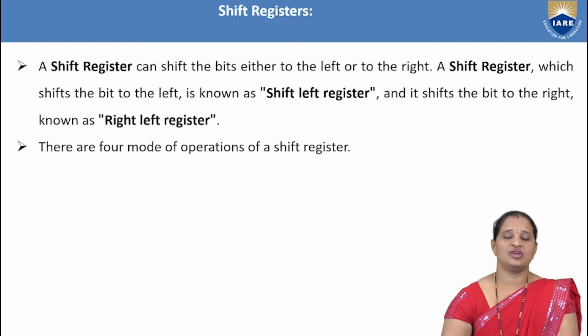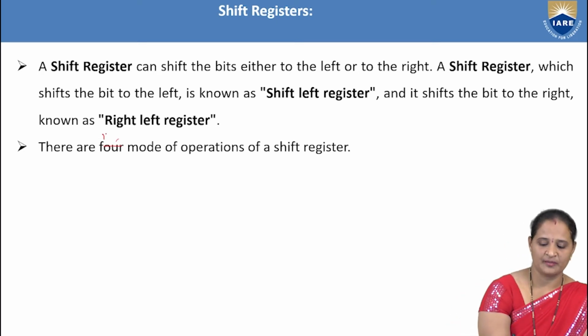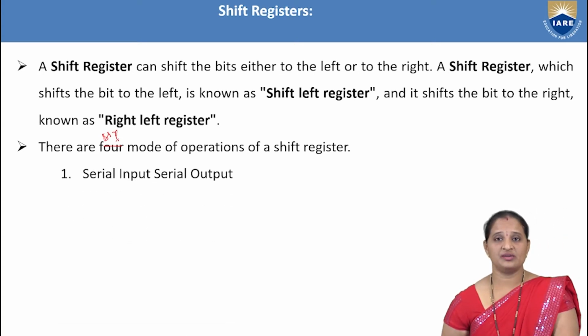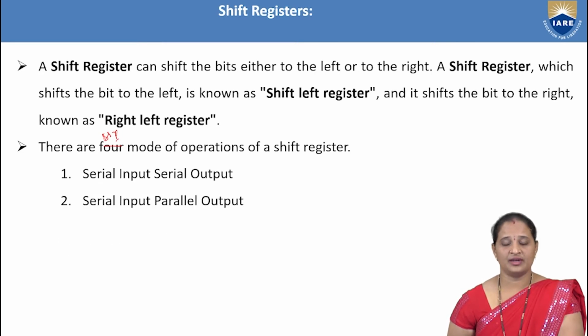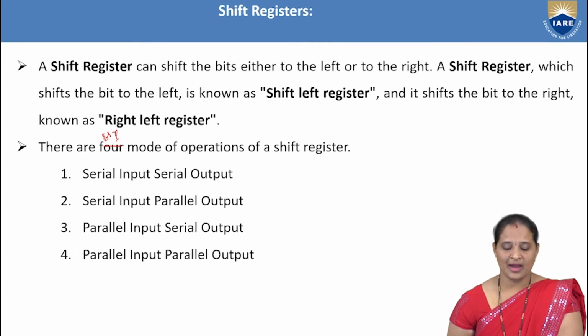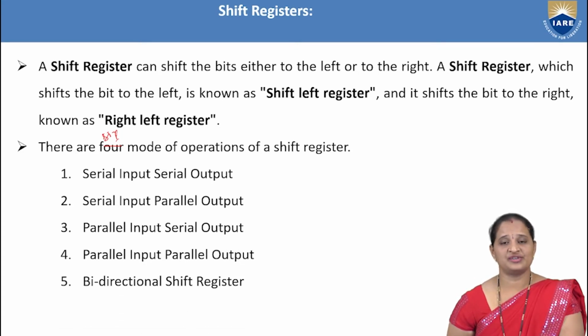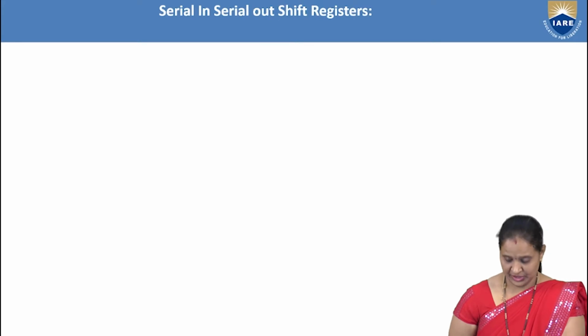Based on that, we can have 6 modes of operation here. The first one is serial in, serial out. The second type is serial in, parallel out. The third one is parallel in, serial out, then parallel in, parallel out, and bidirectional shift register and universal shift register. These are the various types of shift register: serial in, serial out, serial in, parallel out, parallel in, serial out, and parallel in, parallel out. And next, bidirectional shift register and universal shift register.